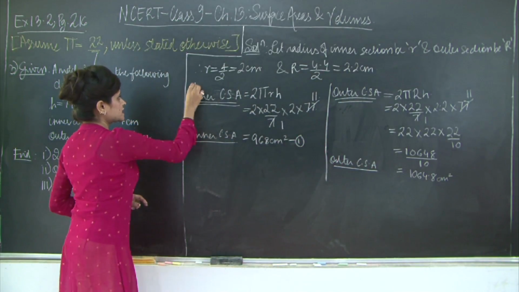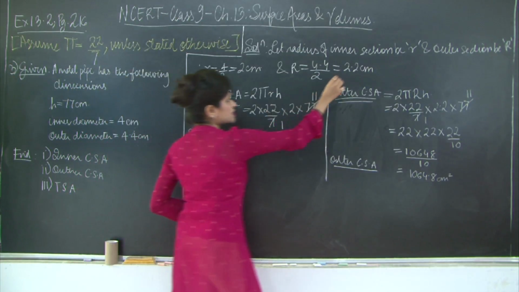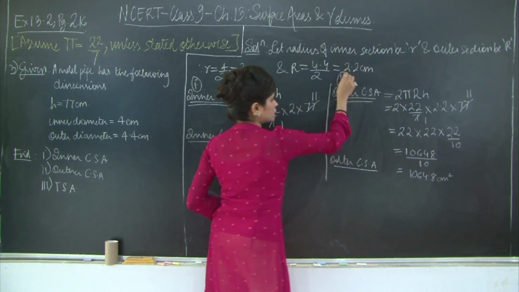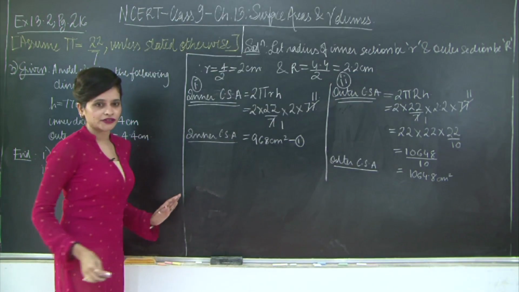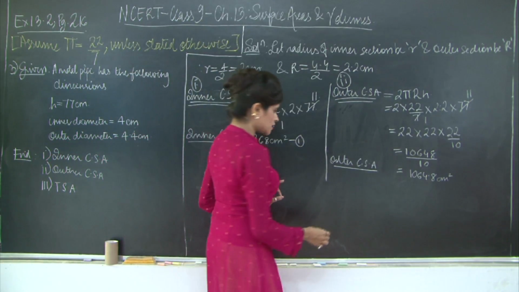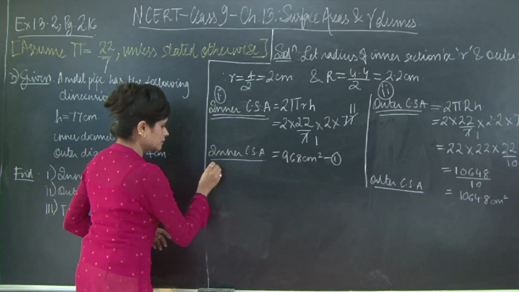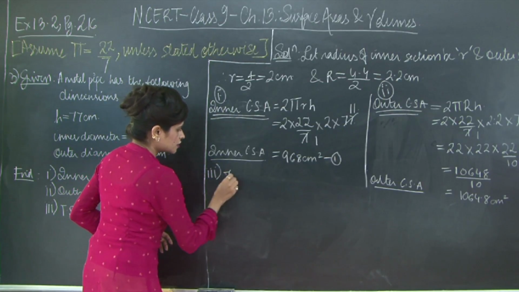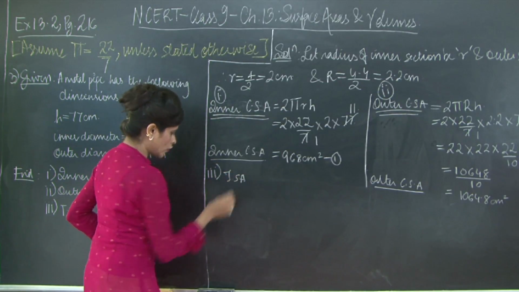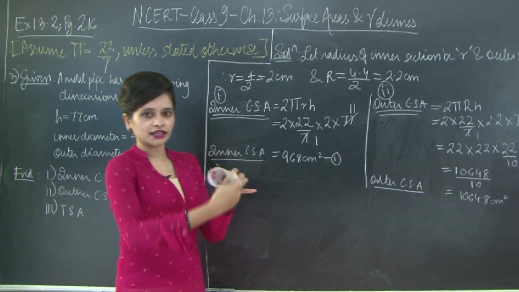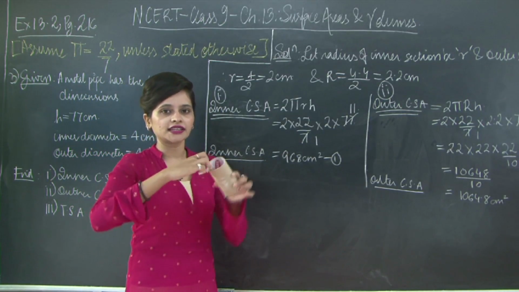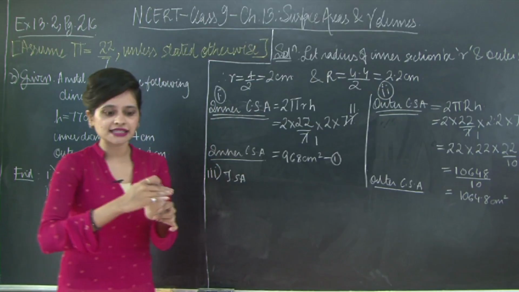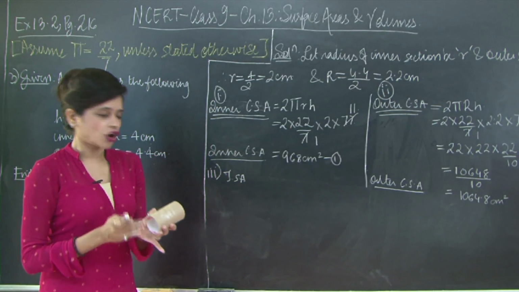So this was your first section and this was your second section. Now we need to find the total surface area. So let's see what the total surface area is going to be. Total surface area is going to be the sum of the exterior curved surface area, the inner curved surface area, and the thickness area at the top and the bottom.